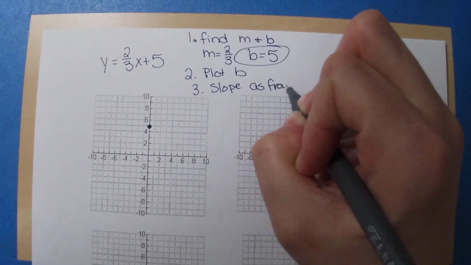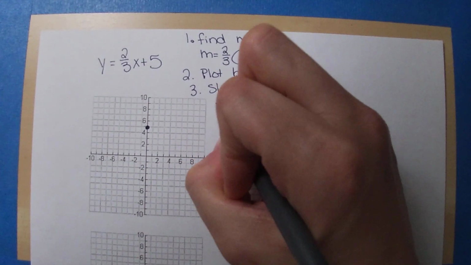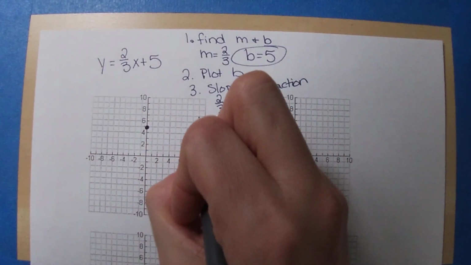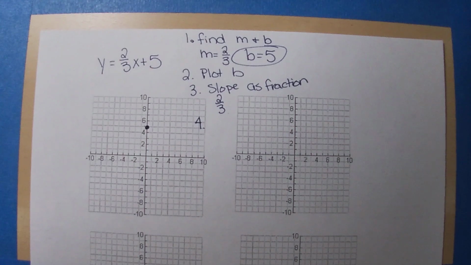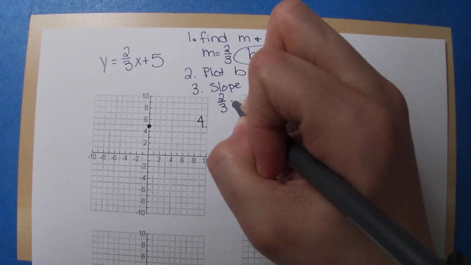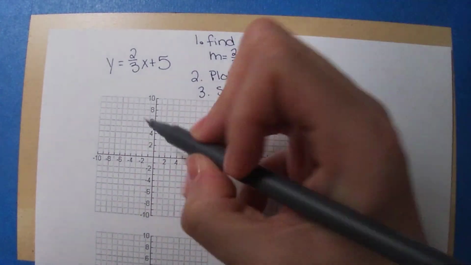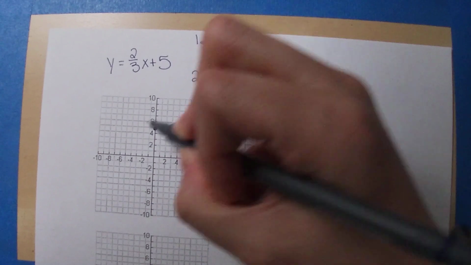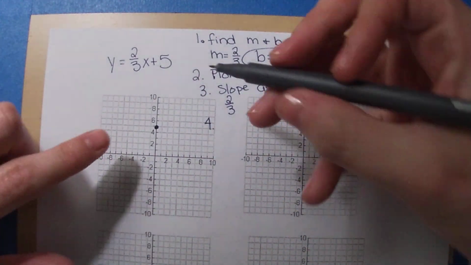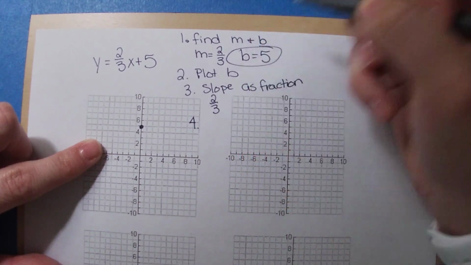Now, ours is already written as a fraction, so we don't have to worry about that at all. Our slope is already 2/3, so we can just ignore that step because we need it to be a fraction, and I'll show you how we rewrite it if we need to. As we were talking about yesterday, we need to do our rise over our run. So from the b that we made, not from the origin, not from anywhere else in the coordinate plane, we need to go up 2 over 3.